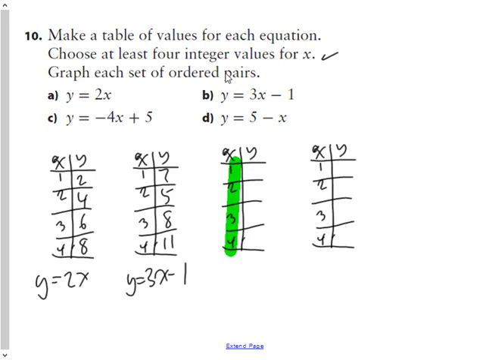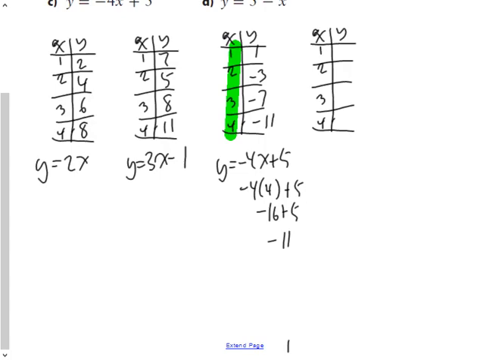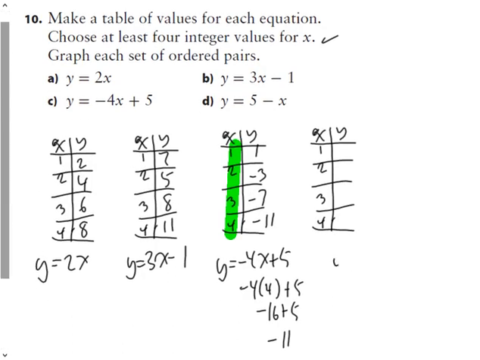In the third one, C, y equals -4x plus 5. So when x equals 1, y will also equal 1. When x equals 2, y will equal -3. When x equals 3, -7. And when x equals 4, you'll get -11. Okay, so of course, -4 times 4 plus 5 is -16 plus 5, which is -11. Right there. And finally, your last question, y equals 5 minus x.